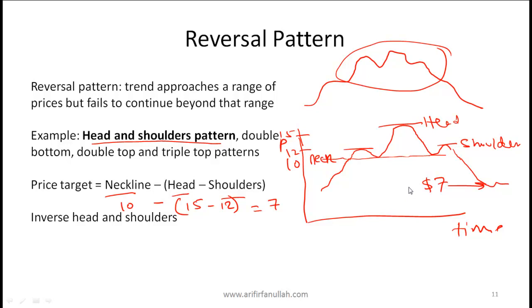An inverse head and shoulders would basically be an inverse version of this picture. With the inverse head and shoulders, that reversal trend would be from going down to going up. So the concept, you can just think of an upside down person where the head would be the lowest, and then you have the neckline and shoulders, which is basically a mirror image of what you see here, a mirror image in the x-axis. There are a few nice problems in the curriculum on this, which I would strongly encourage you to do.